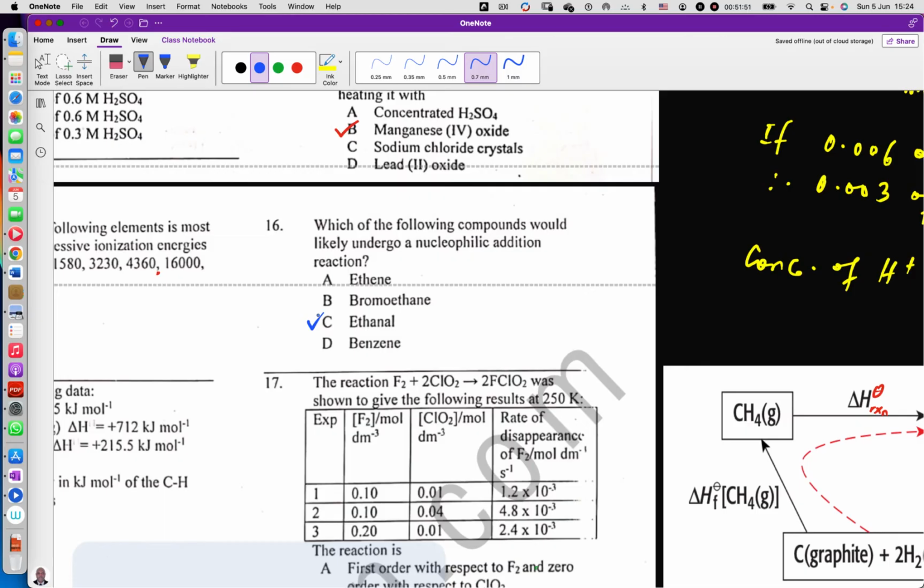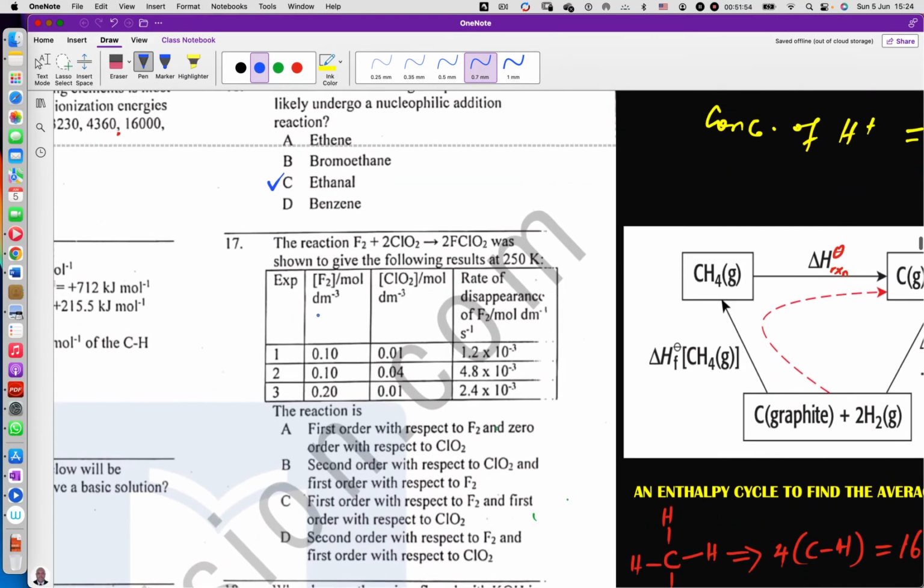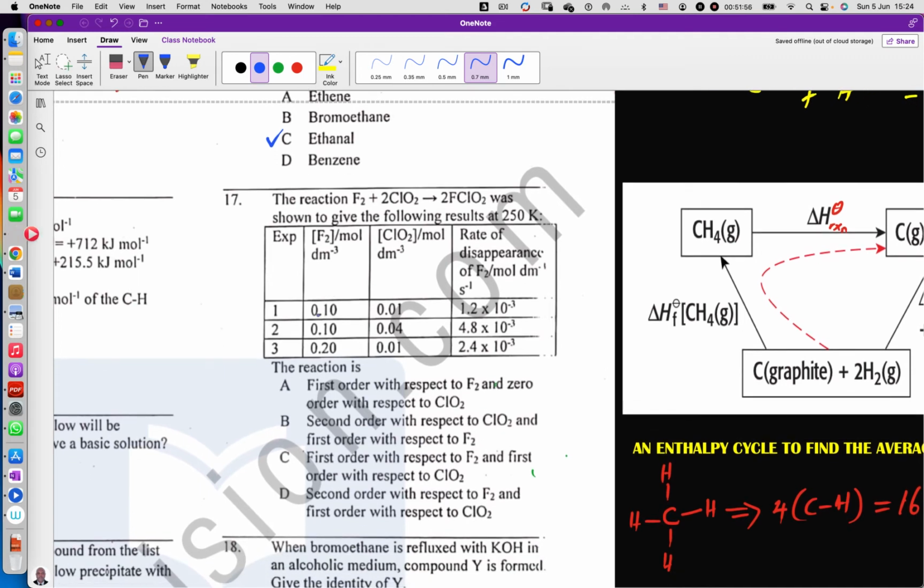Question number 17 has to do with rates of chemical reaction and some calculations. The reaction fluorine plus chlorate to give fluorochlorate was shown to give the following results at 250 degrees Kelvin. There were 3 experiments that were conducted. We have the concentration of fluorine, the concentration of chlorate, and the rate of reaction, the rate of disappearance.